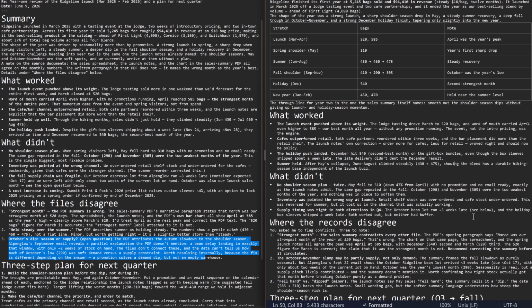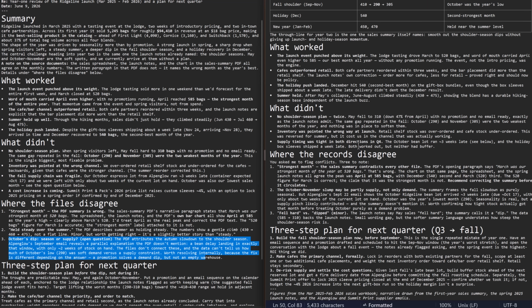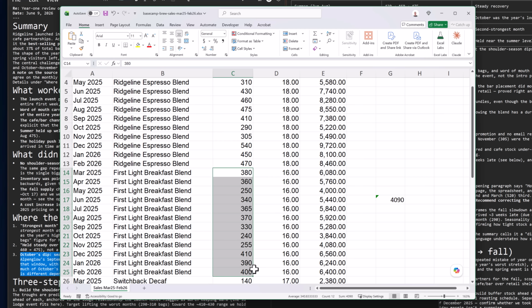It says First Light sold 3,690 bags. And let's check. I just did a quick sum of these, and you can see the sum of this is 4,090. So Fable dropped a month, a small slip on a stat I didn't ask for, but it's the one factual error across both memos, and it came from the model that cost double.